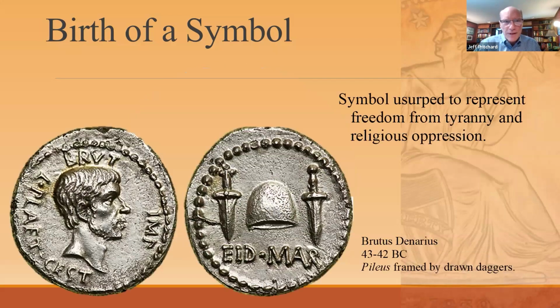Well, certainly probably the most famous and the most highly prized example of the Pileus, or the Liberty Cap, appearing on early Roman coinage is the Brutus denarius. Now, this was commissioned between 43 and 42 BC by Cassius and Brutus, who were the two main instigators in the assassination of Julius Caesar in 44 BC on the Ides of March.